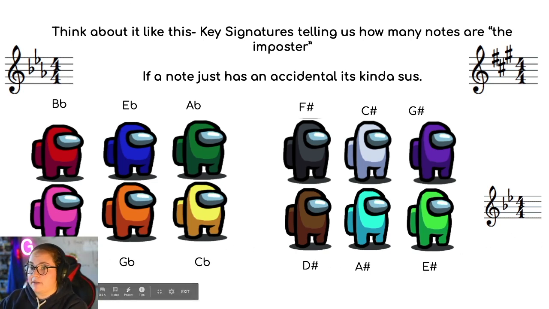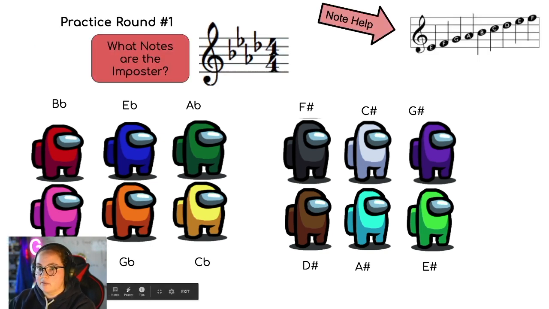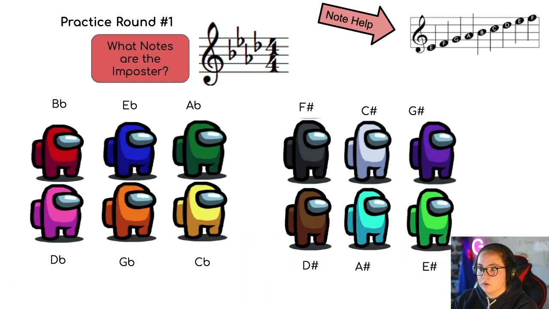So we're going to do a little practice with that. We're going to figure out who our imposter is. And I might need to move myself out of this image real quick so that you can see who the imposters are in this game, or maybe I will just move myself around. I'll pick a different corner to sit in. There I go. All right. So if I look at this, what notes are the imposters? So here's our little helper guide up top, in case we need help with where notes fall in our staff.